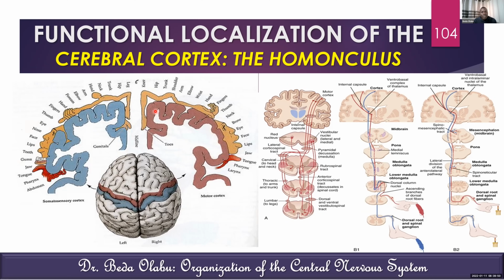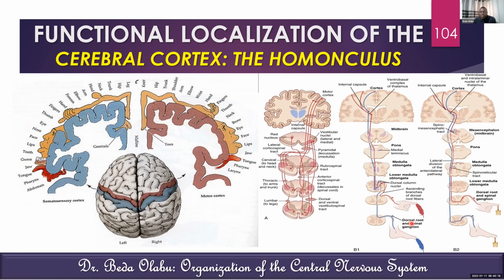I want you also to capture that the lower limbs are on the medial aspect, and then the head regions on the lateral aspect. That will become key when we discuss blood supply to the brain, and we understand if we block an artery running here, why the lower limbs are the ones that are affected. And if you block an artery running here, why are the upper parts of the body the ones being affected first?